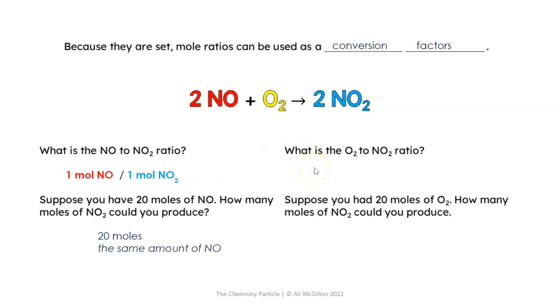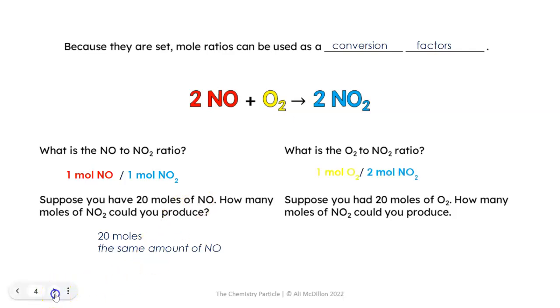So then let's take another look at an example. The O2 to NO2 ratio. So O2 is a 1 here. And then NO2, we've got a 2. So this ratio is a 1 to 2 ratio. That means for every 1 mole of O2, we're going to have 2 moles of NO2.